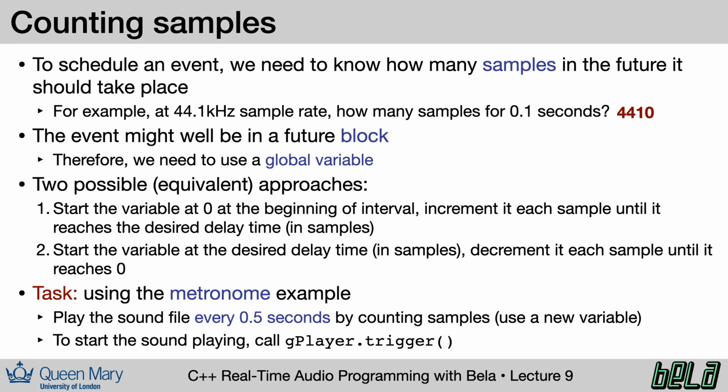This brings us to the first task of this lecture. In the companion materials, there's a project called Metronome. When completed, this example will play a regular click sound, as its name implies. What you need to do is implement the code inside of render and implement any needed global variables so that the click plays every half second.